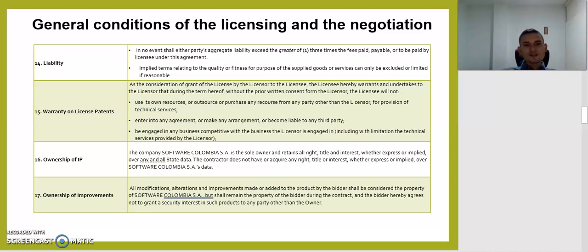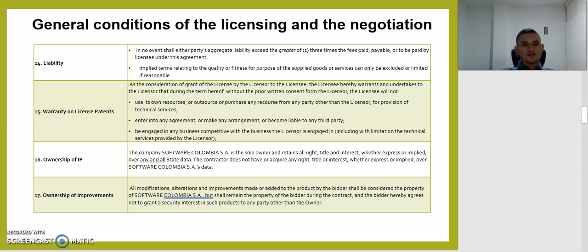And warranty on licensed patents and use: the licensee has not outsourced or pursued any recourse against any party other than the licensor for provision of technical service, entered into any agreement, or become liable to any third party.